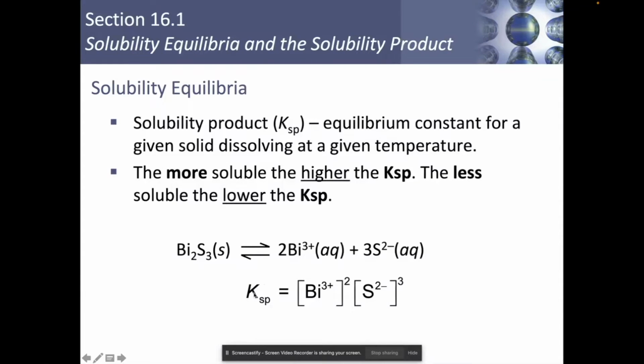How would we write the Ksp for this? Well, remember the K value, the equilibrium for something, is the products over the reactants, and we only include aqueous and gaseous substances. So in the case of something dissolving, we only include the ions that it's breaking apart into. And just like before, we take whatever the coefficient is and raise it to that power. So this would be the concentration of bismuth squared, and the concentration of sulfide cubed. We multiply them together to get the Ksp value.